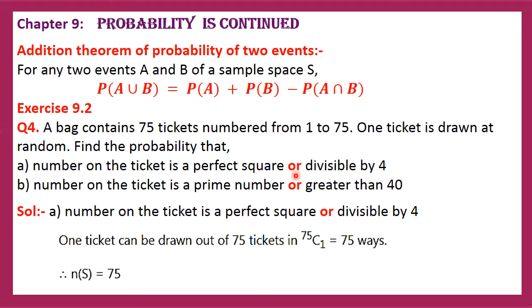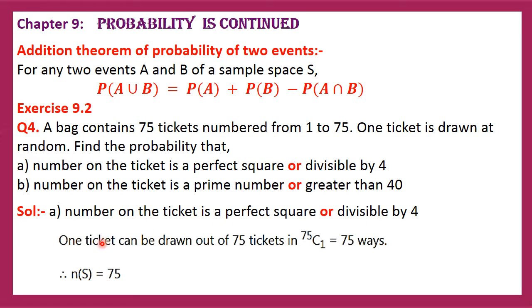We know the word or is related with the union of two sets. So we have to find the event A union B, that is the union of two events satisfying these conditions. So the number on the ticket, first we consider the first case, that is the number on the ticket is a perfect square or divisible by 4.